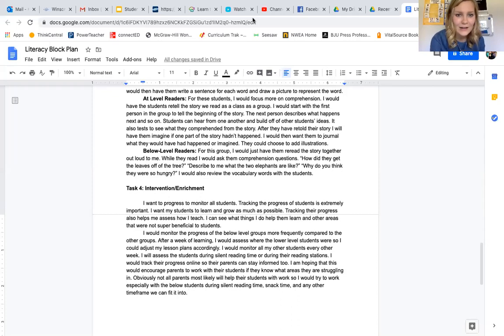Or why were they so hungry? You know, how did they get the leaves off the tree? And then I'd also go over some key vocabulary words in the story.